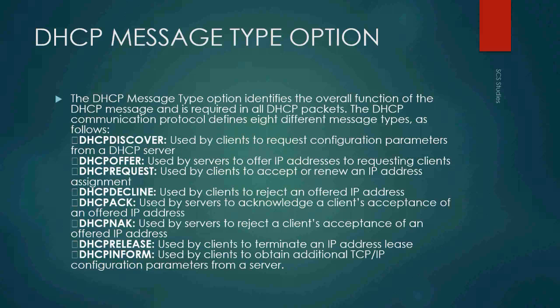The next process is DHCP release, used by a client to terminate an IP address lease. And DHCP inform, used by a client to obtain additional IP address configuration parameters from a server. So these are the 8 different processes by which DHCP messages travel from DHCP server to DHCP client.